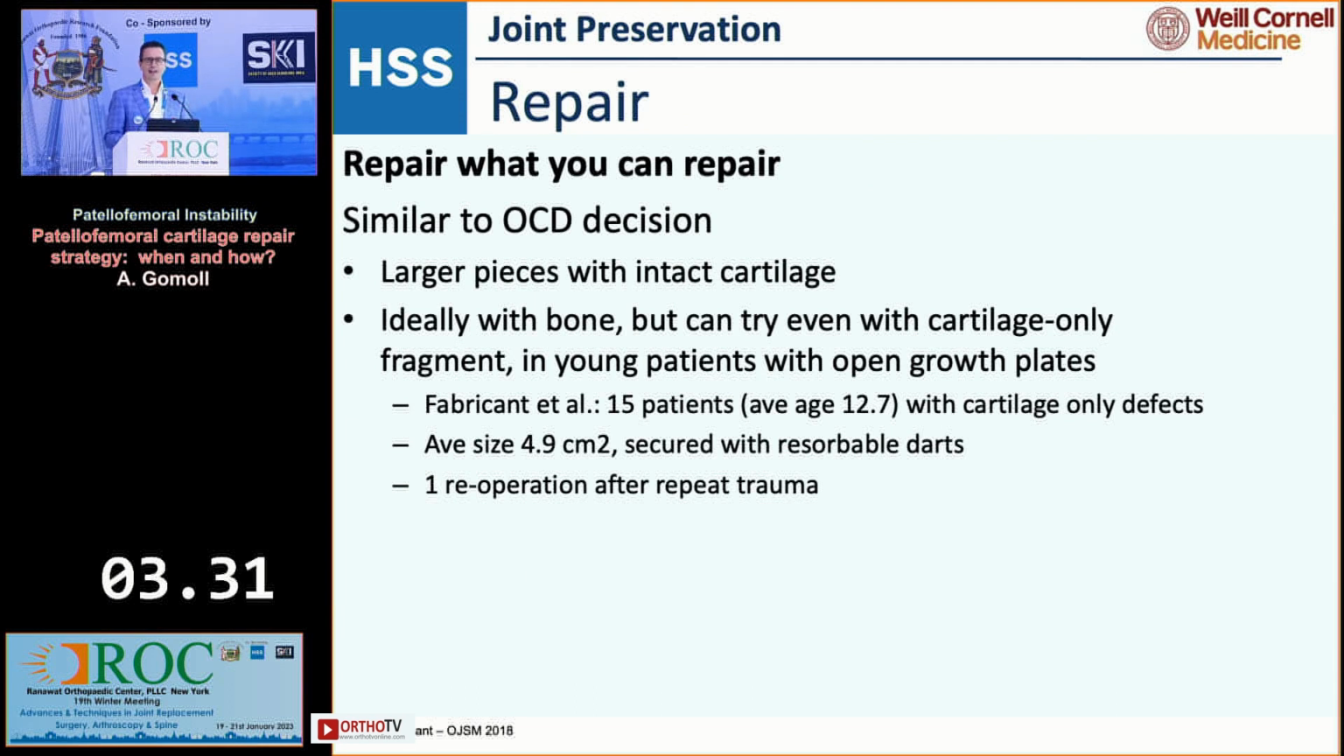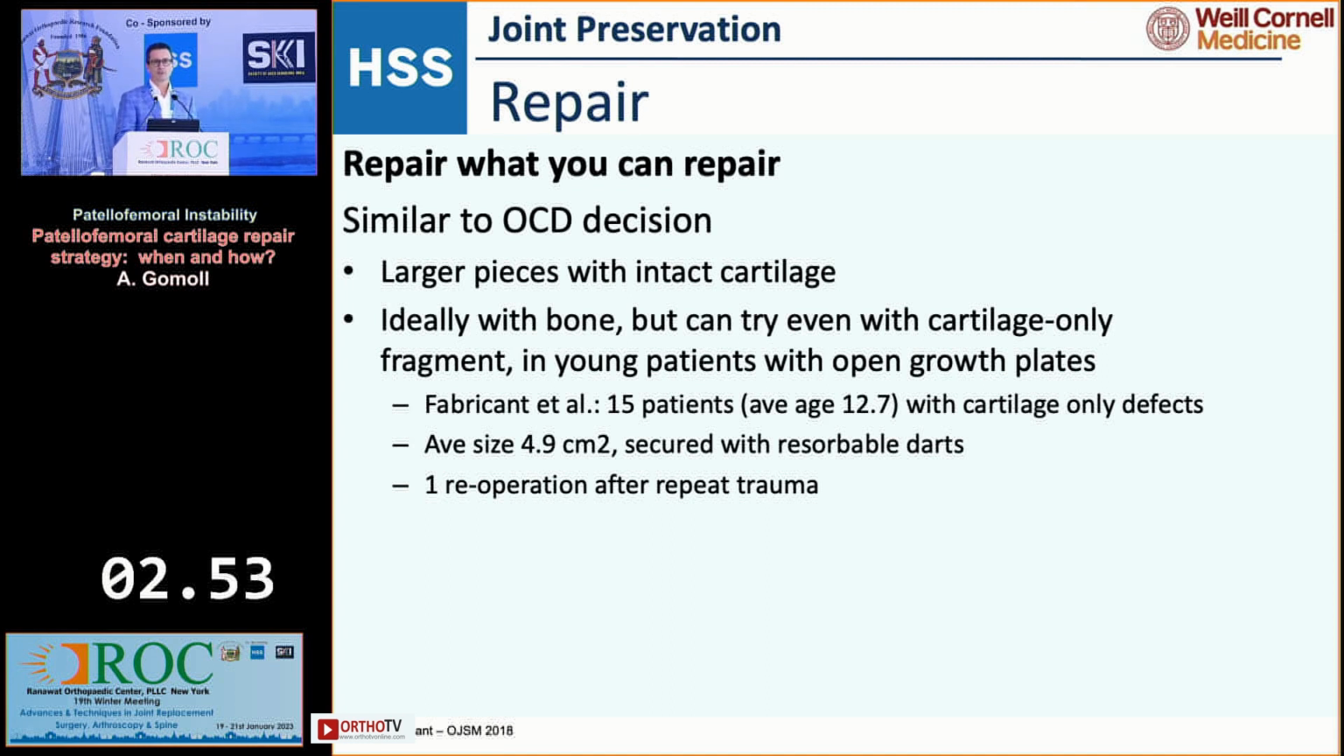Repair what you can repair. The algorithm is similar to OCD decision. So if I have a large piece with intact cartilage, those I repair. And I've used screws, I've used little resorbable darts, I've used suture. And Pete Fabricant from HSS had looked into this small study, 15 patients, young patients, so average age 12 years. They repaired these cartilage-only defects and had very reasonable healing rates. So if I have a young patient, and with young, in this case, open growth plates, even if it's only cartilage, no bone on the fragment, I would try and repair that.